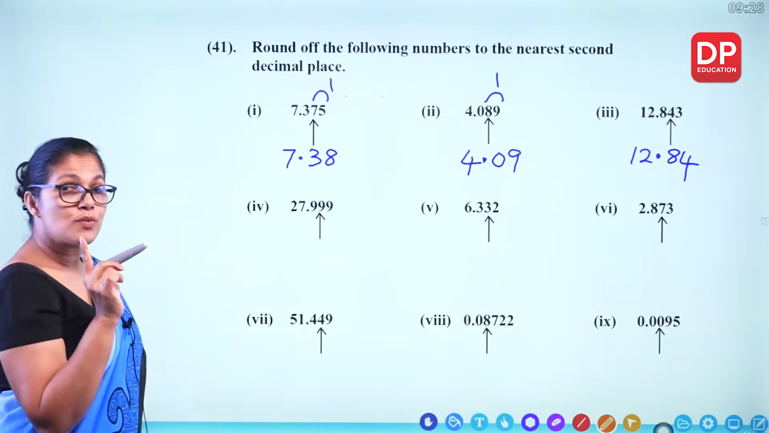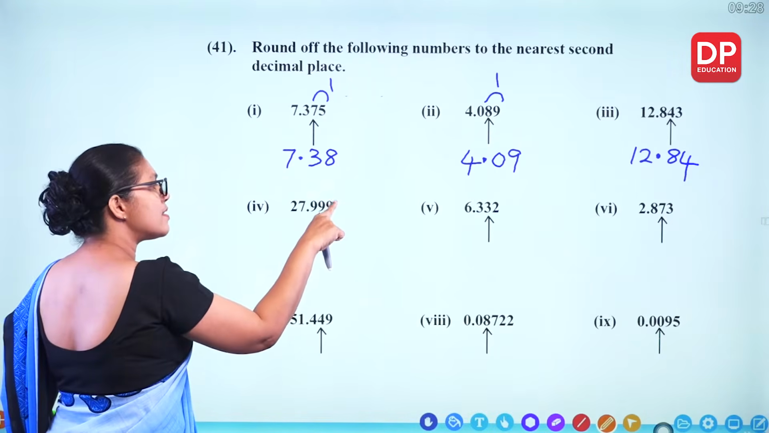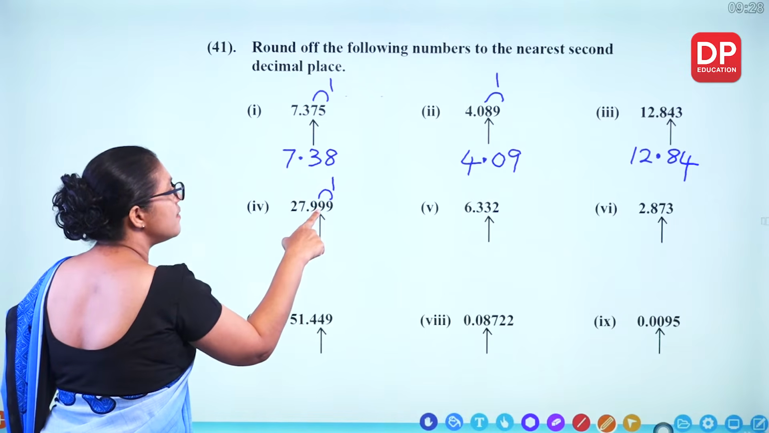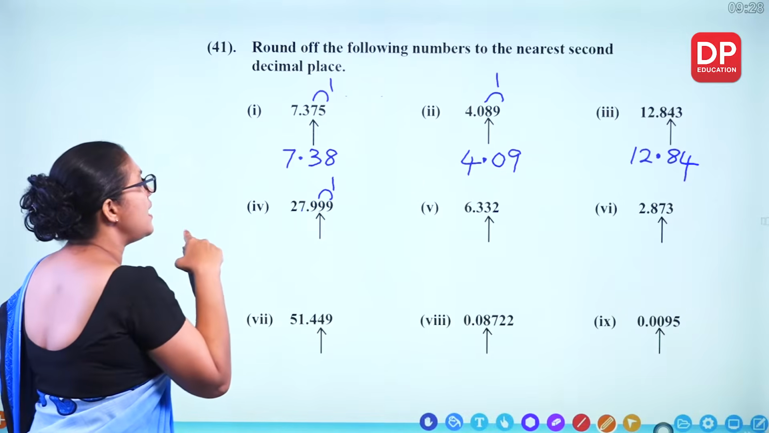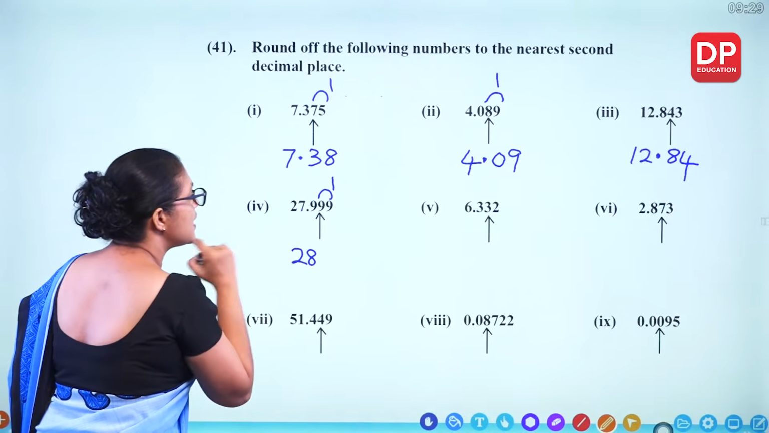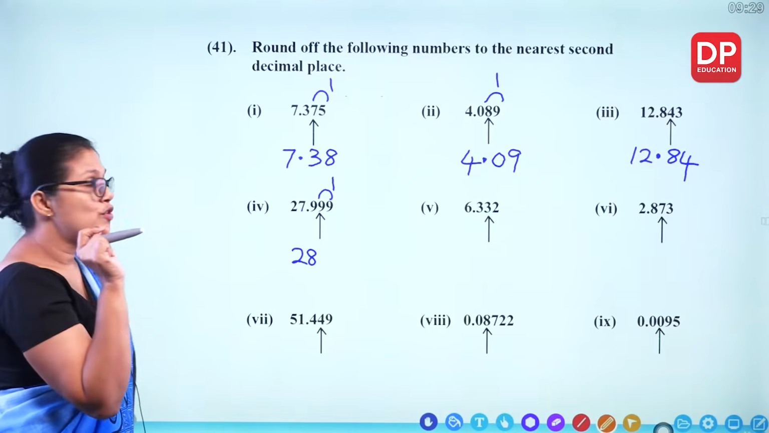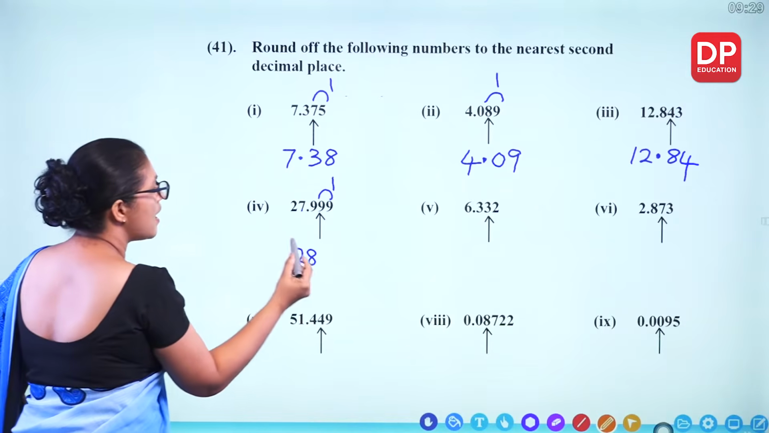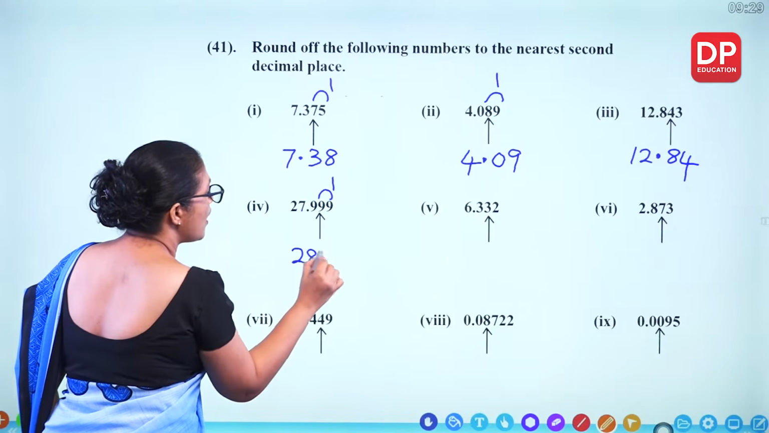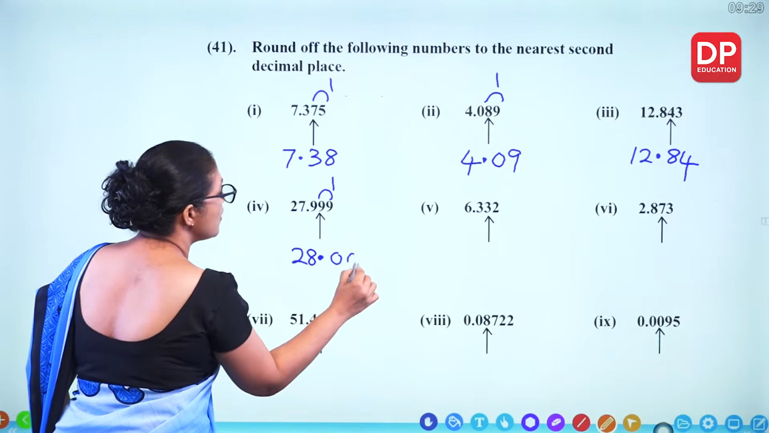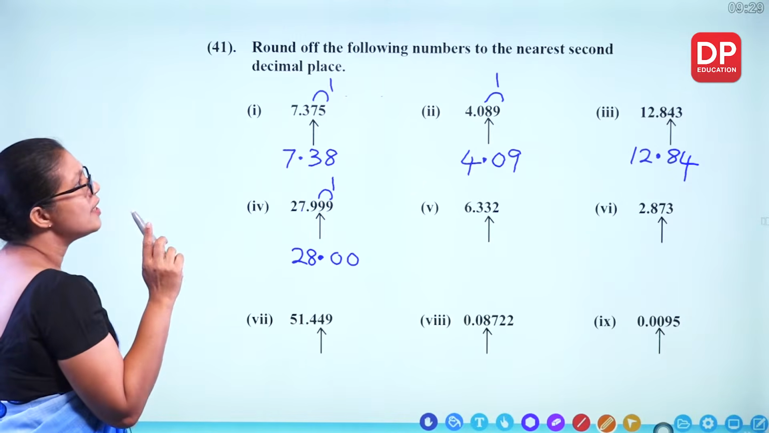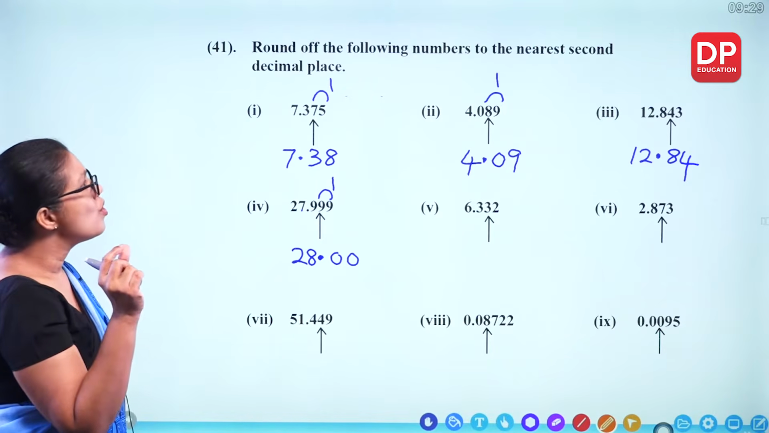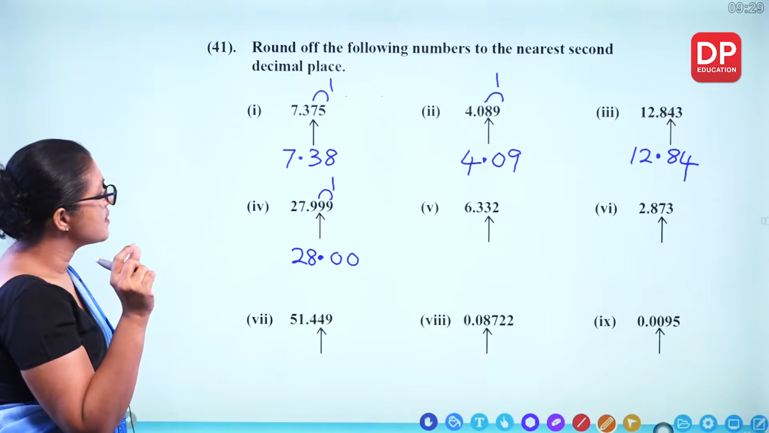12.84. Look at this one, 9. The next digit also 9. So you have to add 1. So when you are adding 1, this becomes 8 here. 28. And here we need to put 0. So we are adding 1. So this becomes 800. So 28.00. You have to put 2 zeros showing that you are rounding this number correct to 2 decimal places.